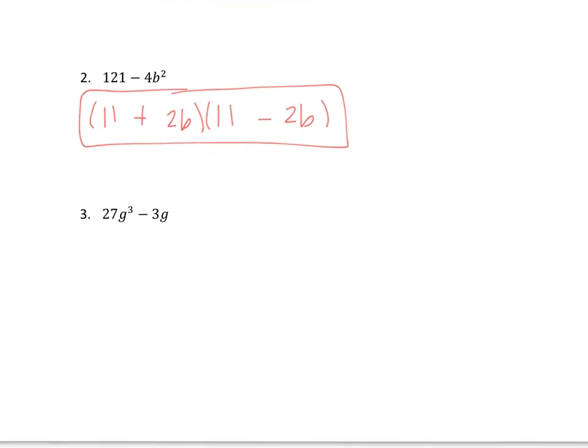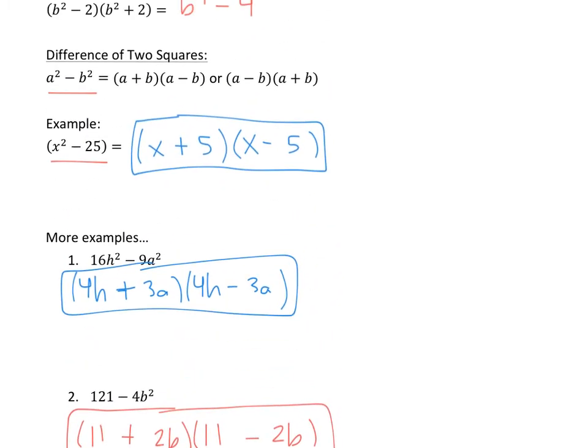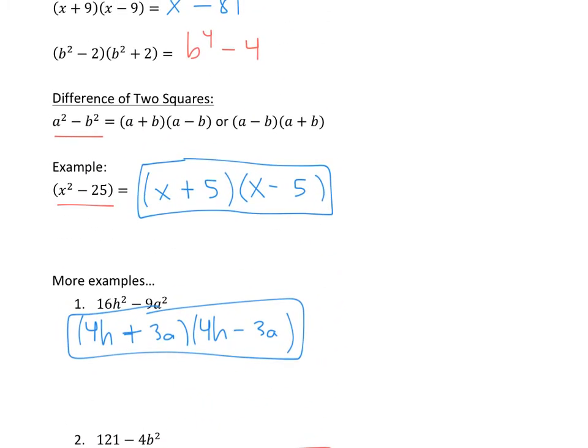Okay, let's look at number 3. Okay, so I look at 27g cubed minus 3g. Well, we can't take the square root of our first term, and we can't take the square root of our last term like we could in the other examples, right? And we had the difference of squares, and I didn't say what that was there, but that's called the difference of two squares, right? Because we can take the square root of our first term and square root of our last term, and then difference means subtraction, so that's the difference of two squares.